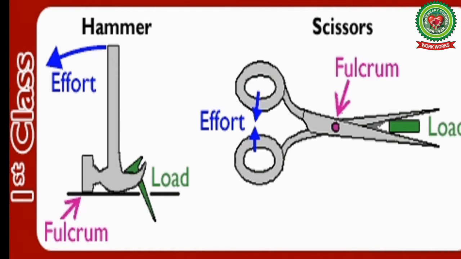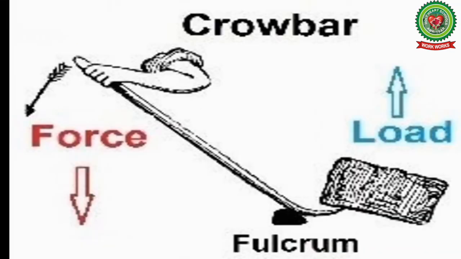Similarly, in scissors, fulcrum is in the center and the load is anything which is being cut by the scissor. It is at one end and effort is applied at the handles which are at another end of the scissors. In this way, scissor is also a first class lever. Crowbar. In crowbar also, support, that is fulcrum, is in the center of load and effort. Effort is the force that is applied at one end of the crowbar and load is acting at another end of the crowbar. In this way, crowbar is also a first class lever.